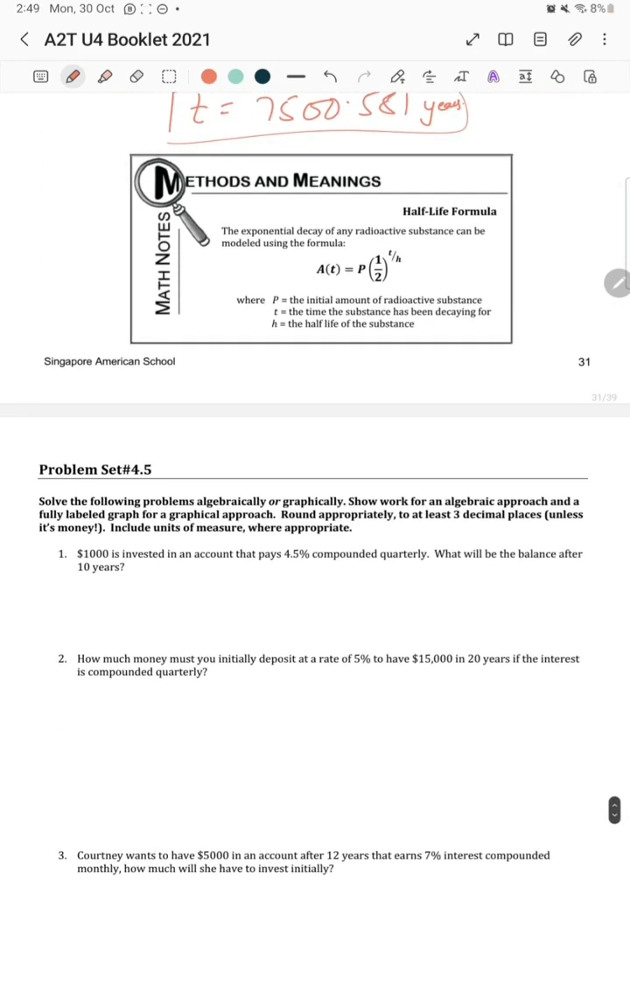So exponential decay of a radioactive substance can be modeled using the formula A of T is equal to P times (1/2)^(T/H). P is the initial amount as usual, T is the time the substance has been decaying for, and H is the half-life.